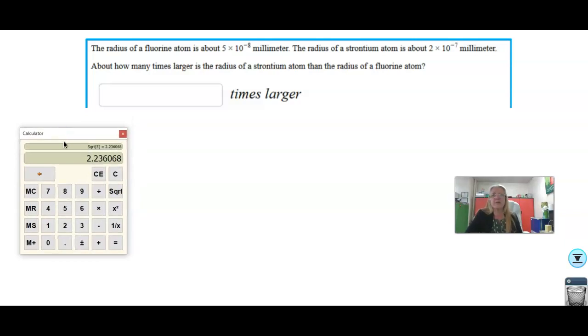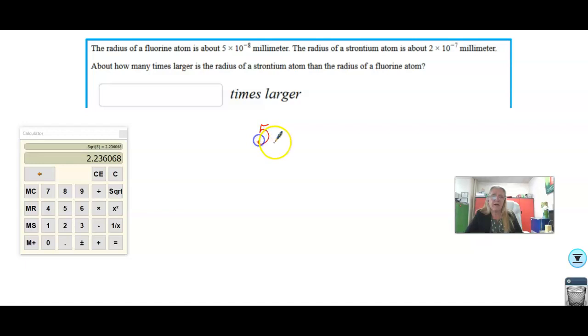All right, so here we have some scientific notation. The radius of a fluorine atom is about 5 times 10 to the negative 8 millimeter. The radius of a strontium atom is about 2 times 10 to the negative 7 millimeter. How many times larger is the radius of the strontium atom than the radius of a fluorine atom? All right, well, here's what you could do. You could go ahead and put these in regular notation.